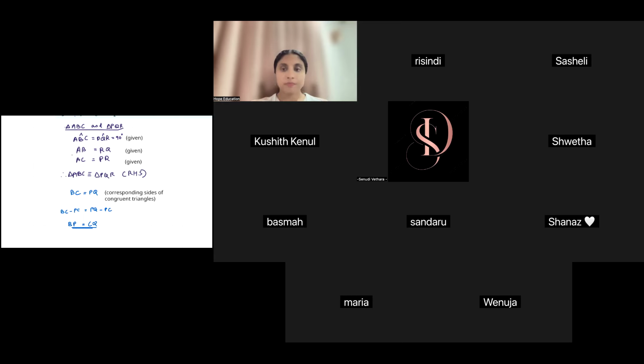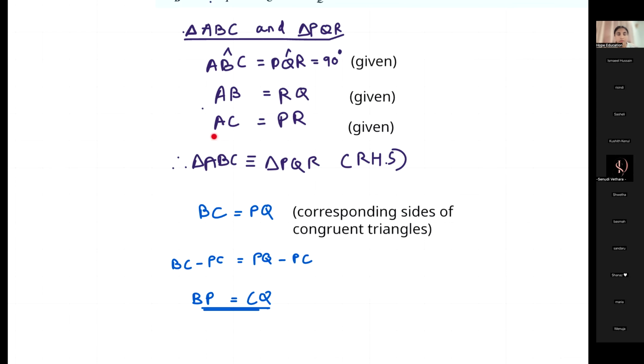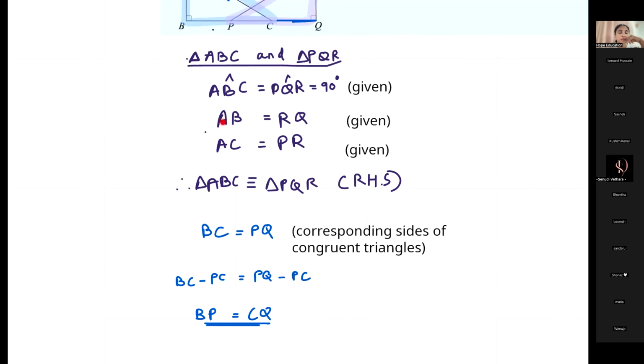Excuse me, miss. Yes. Is the reason we showed that ABC equals PQR because we needed to show that BC equals PQ? Or is that the reason?